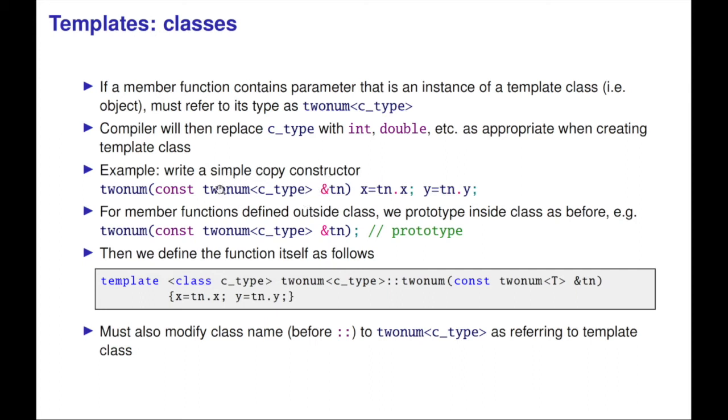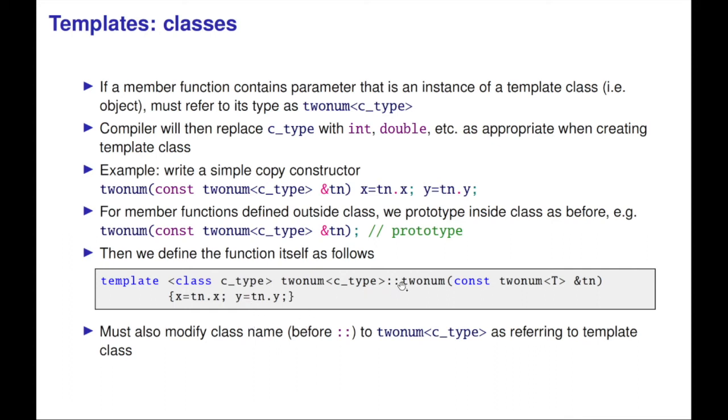That is a copy constructor, but you can see inside that thing we again need to, so this is a toNum, but you need to refer to the C-type over there, not over there, interestingly enough. For member functions defined out of the class, we prototype inside the class as before, and then outside the class you really need to define the function as a function template. So if you declare it outside the class, you have to put a template in there. Inside you don't, but you have to work explicitly in this way.